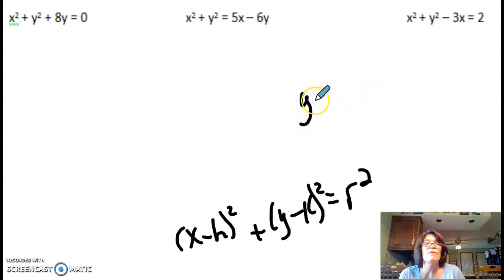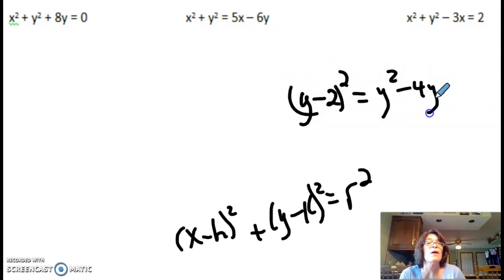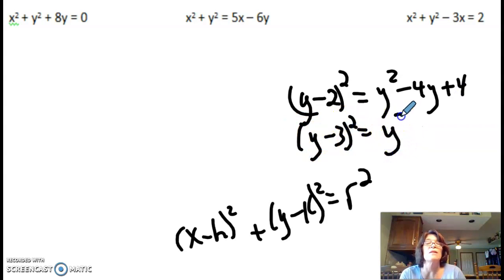Let's think about it. If I have y minus 2 squared, that's y minus 2 times y minus 2. I get y squared minus 4y plus 4. If I have y minus 3 squared, that's y minus 3 times y minus 3. That's y squared minus what? 6y plus 9. Remember this, guys? You have to FOIL it, okay?